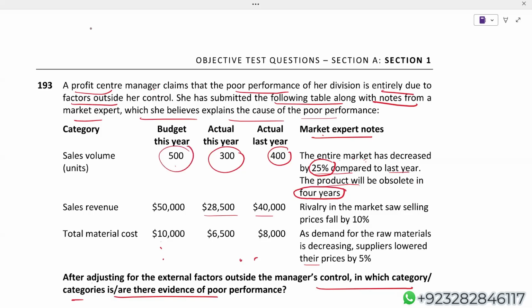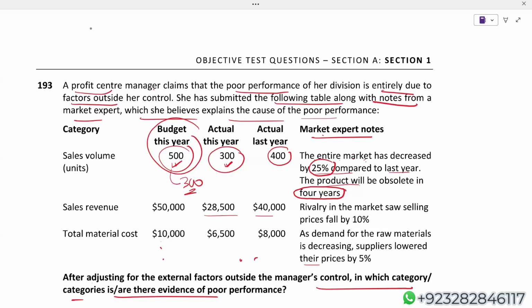Of course, logically, I cannot compare the actual sales of 300 units against the 500 units. It makes no sense at all, especially when the market has decreased. So we can flex our budget. I can bring my entire budget from 500 units to 300 units, no issue at all. When I flex the budget of 500 to actual activity, then obviously it will not show your poor performance.